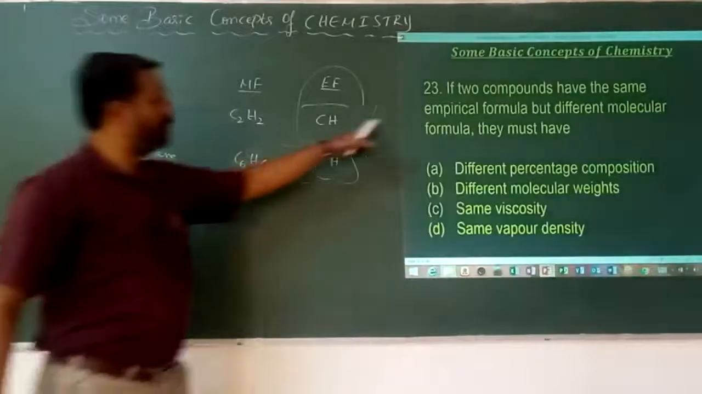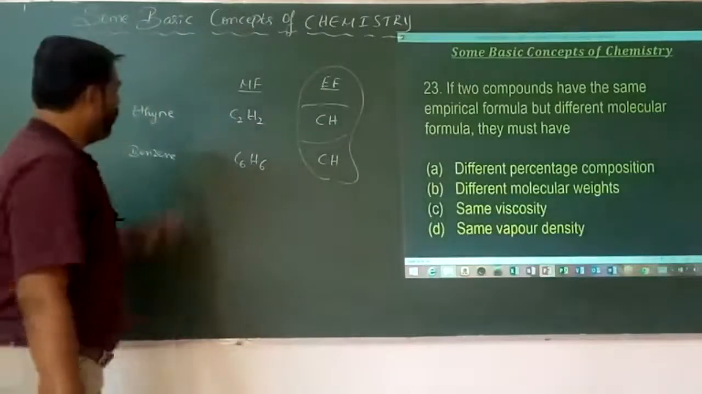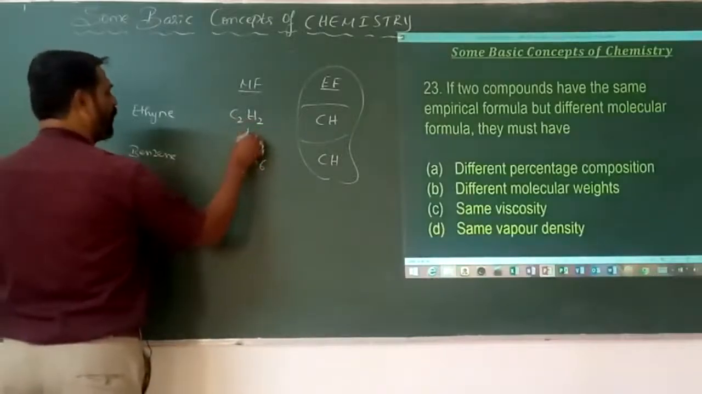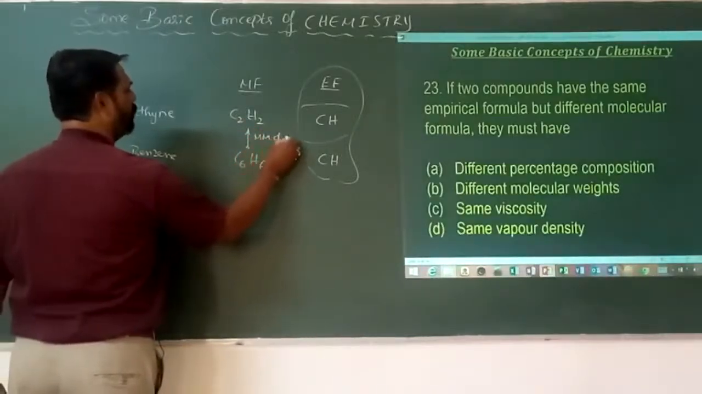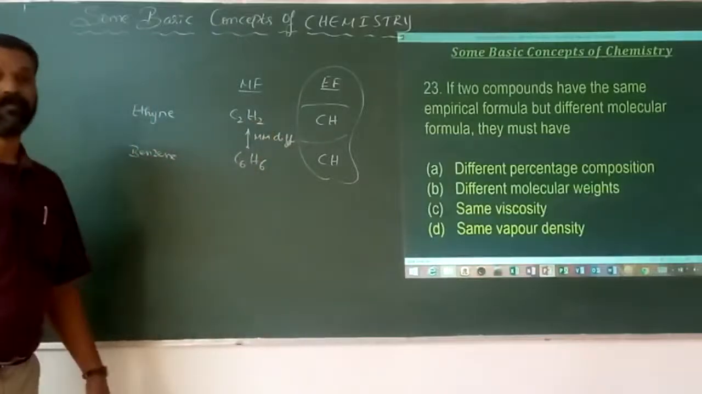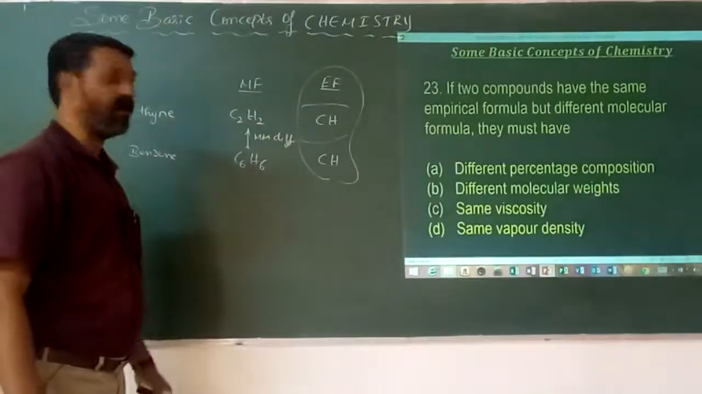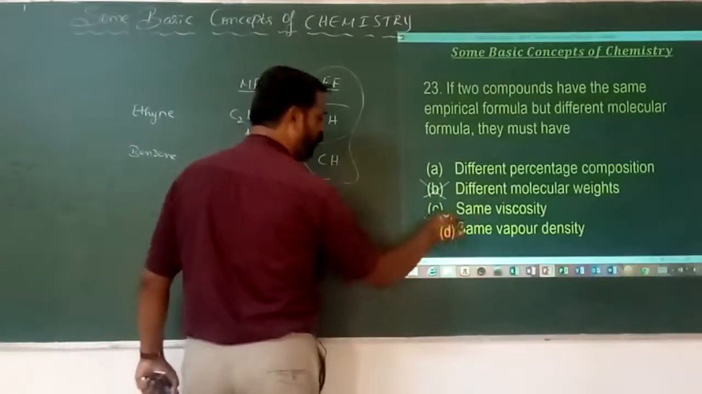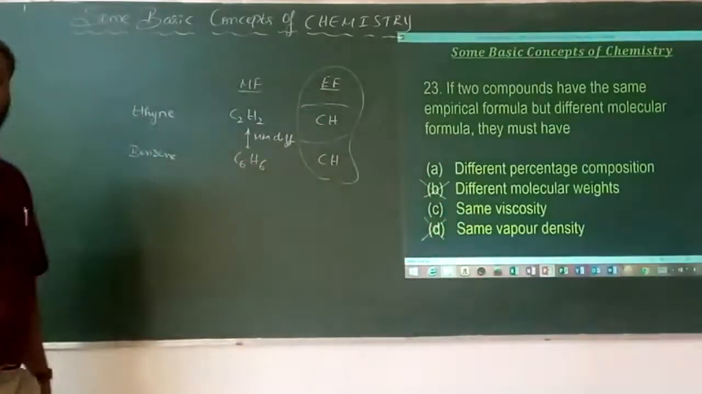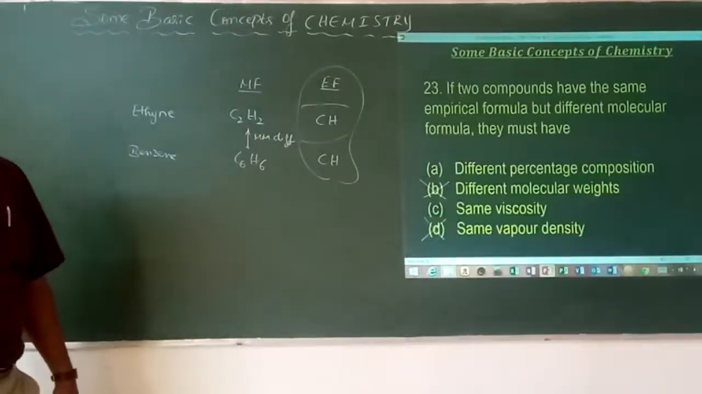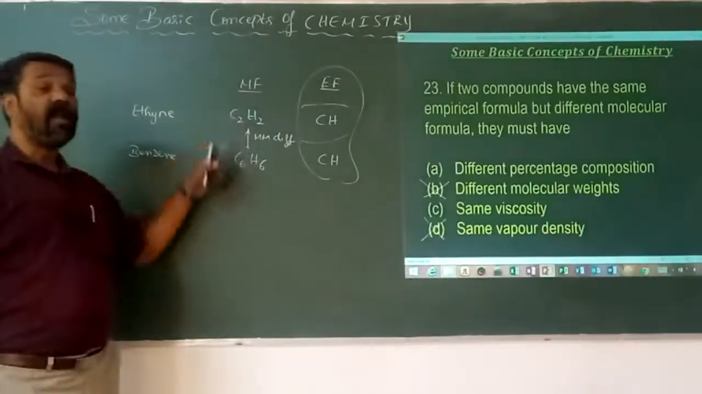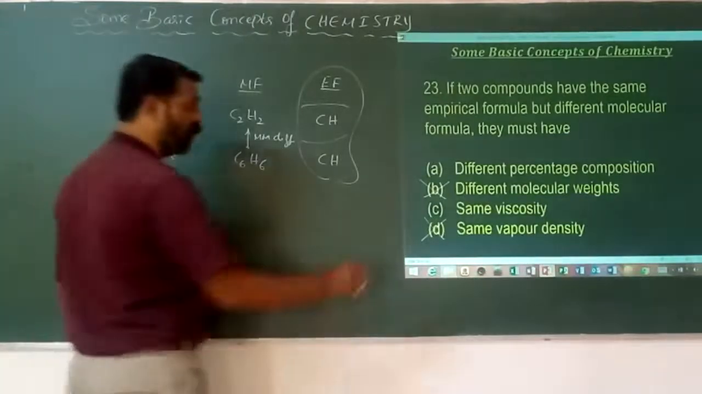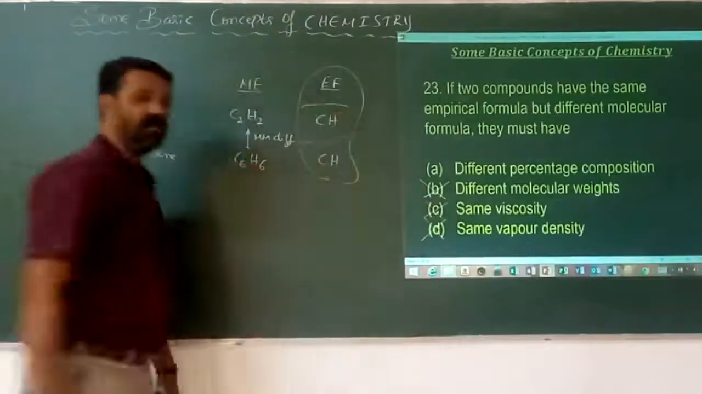Empirical formula, what? Same. But what is the molecular mass here? Can I say that the molecular masses are different here without any calculation? The molecular masses are different. Means different vapor density is also true, because molecular mass is related to twice the vapor density. And for different substances, their viscosity is always different. Therefore, this is not. Then what must be the option here?